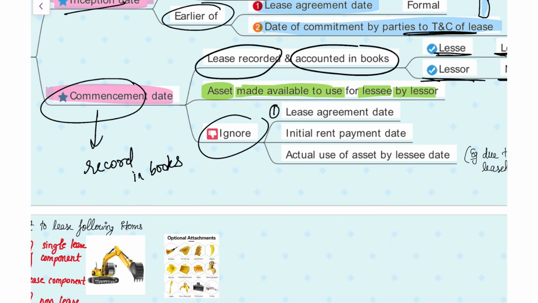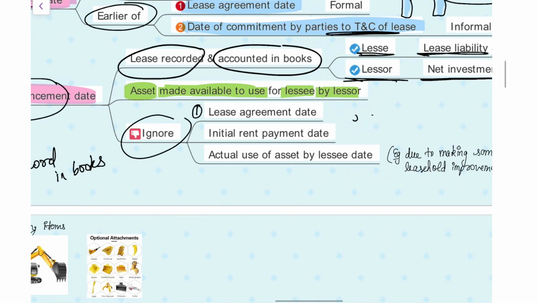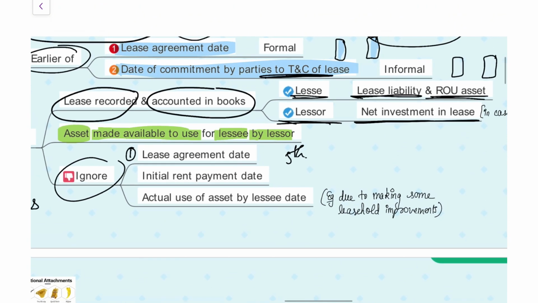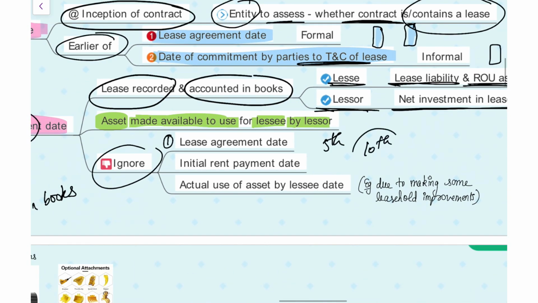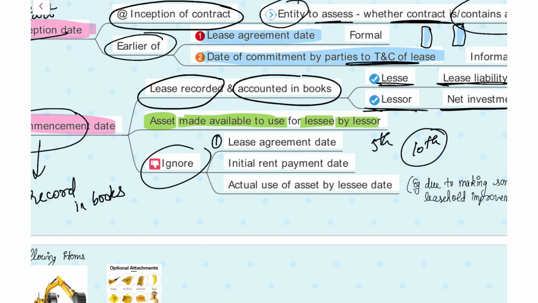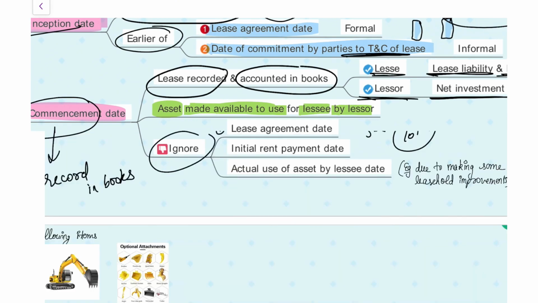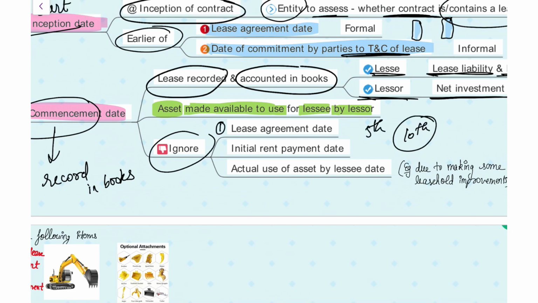So in real life, suppose in the agreement they have said the lessor will make the asset available to the lessee on the 5th, but in real life he was only able to make it available to use on the 10th, then the 10th will be your commencement date and not the 5th. So don't look into the agreement dates. Second, don't think of the date at which a rent payment is starting. Just think of the date when the asset was made available to use for the lessee. The third one is, it does not matter at what date the lessee is starting to use it.